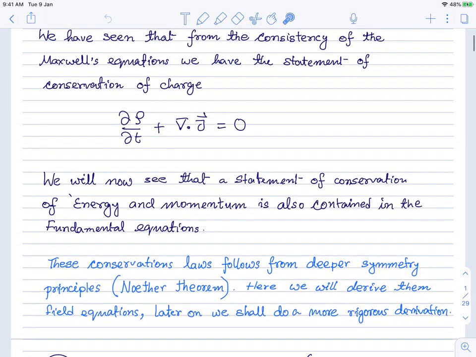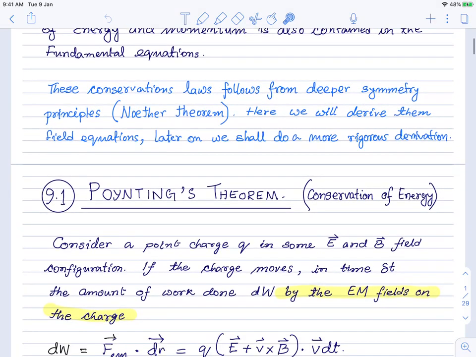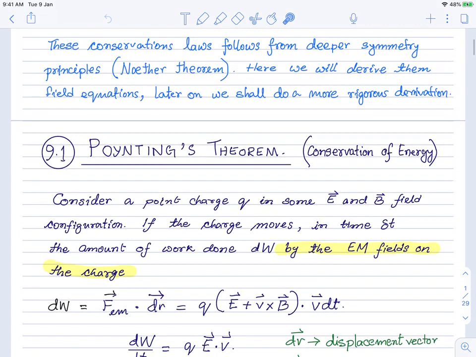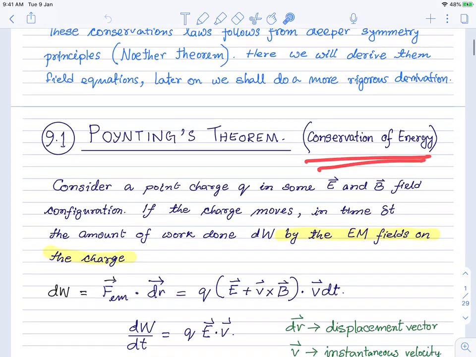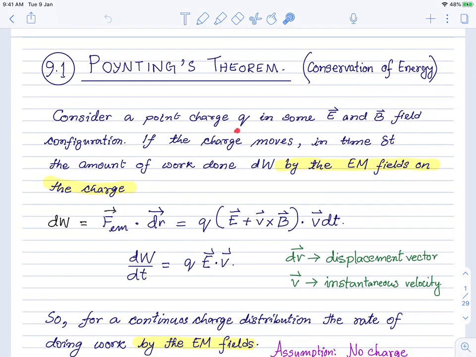Okay, so basically, we'll start with the so-called Poynting theorem, which is nothing but an expression for conservation of energy. Okay. So again, just to motivate the starting point, you can consider a single point charge in some electric and magnetic field, which can be created by other moving charges. This point charge also has its own electric and magnetic field if it is moving.